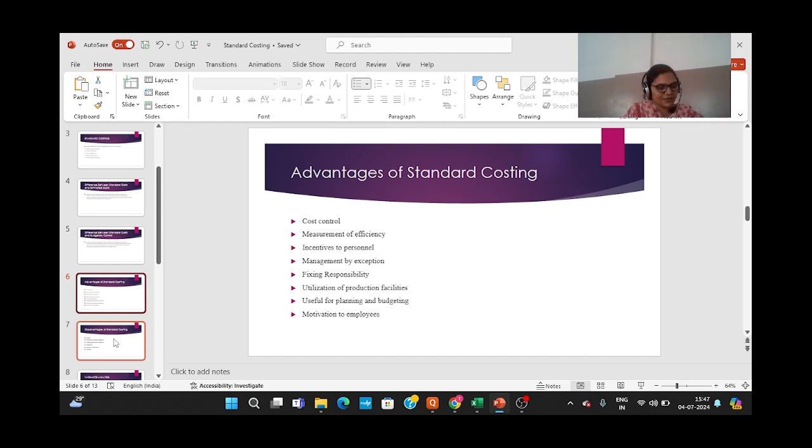Utilization of production facilities. Standard costs help in standardization and effective utilization of production facilities. Next is useful for planning and budgeting. Standard costing helps in introducing budgetary control. It also helps in preparing future plans.